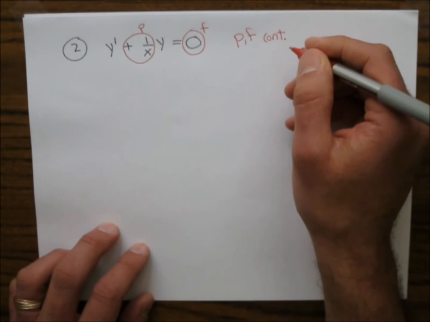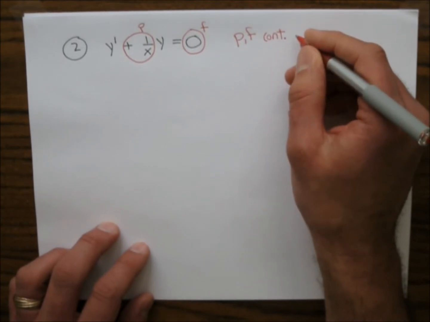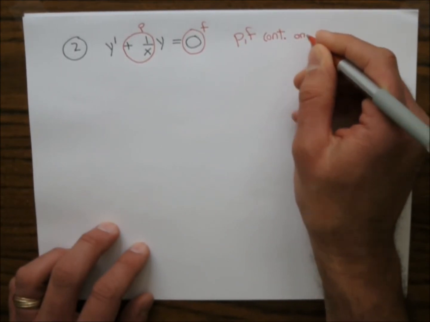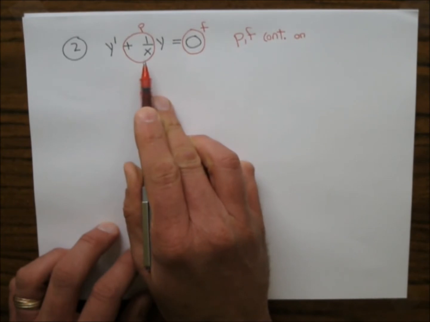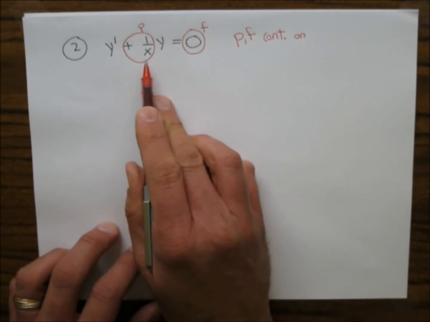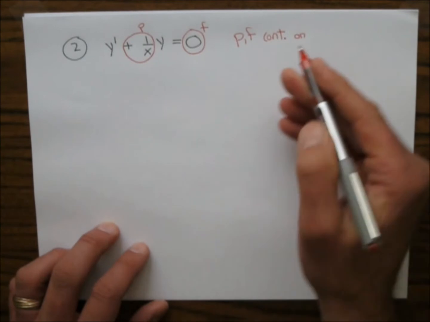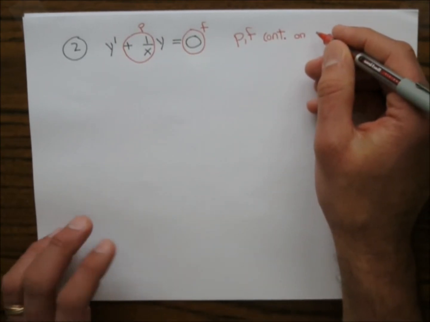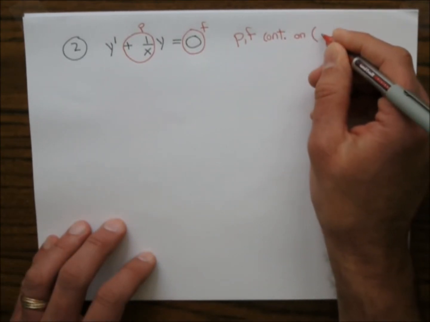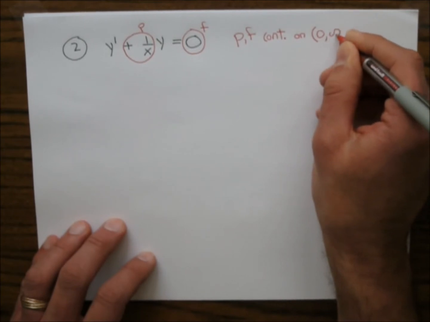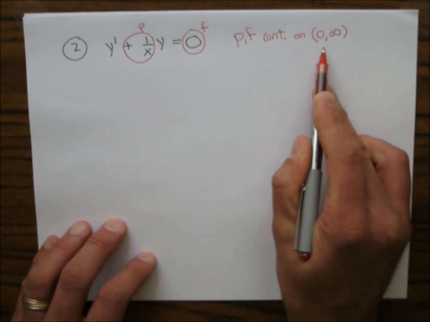We're solving it on intervals. These guys are going to be continuous on, you have to pick a side. You want to go from 0 to infinity or from negative infinity to 0, but you cannot cross the 0. So I'm going to pick the biggest interval, and they're both equally big in this case. So I'm going to say they're continuous on 0 to infinity, and that's where I'm going to solve this differential equation.